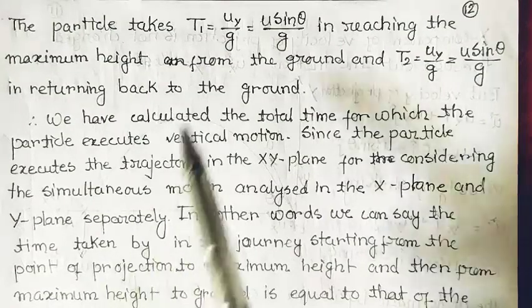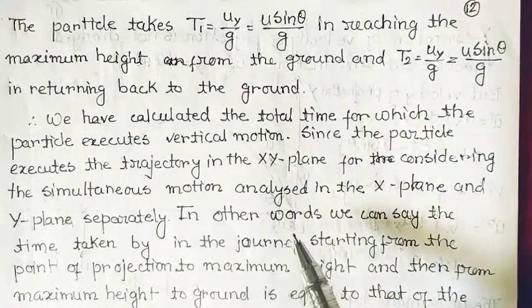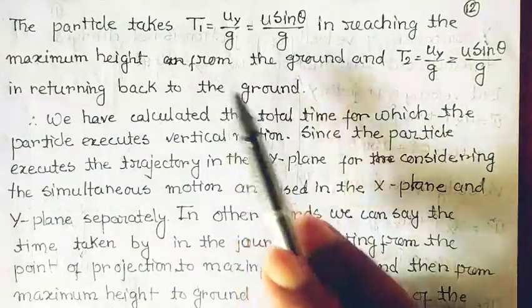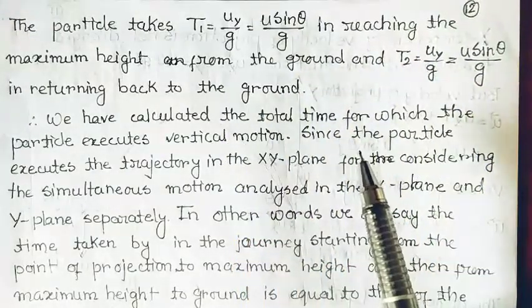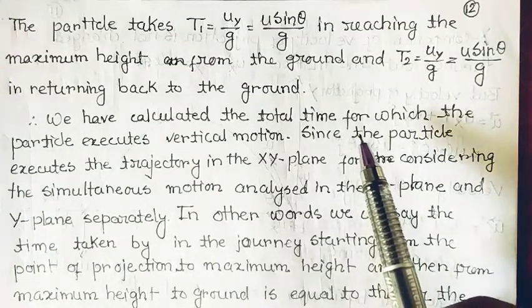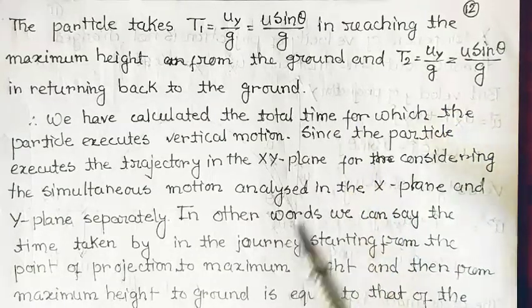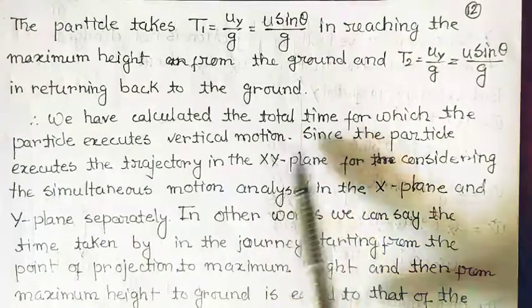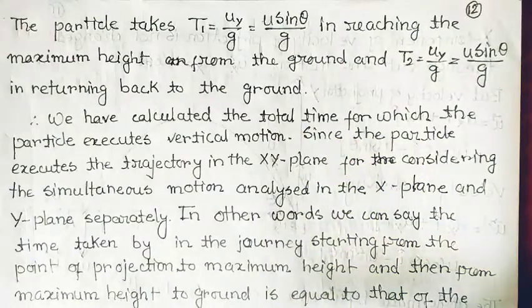Now the particle takes t1 equal to uy divided by g, that is u sin theta divided by g, in reaching the maximum height, and t2 equal to uy by g, equal to u sin theta by g, in returning back to the ground. We have just analyzed these things and we have seen these two things are equal, and from that we have calculated the total time for which the particle executes this vertical motion.